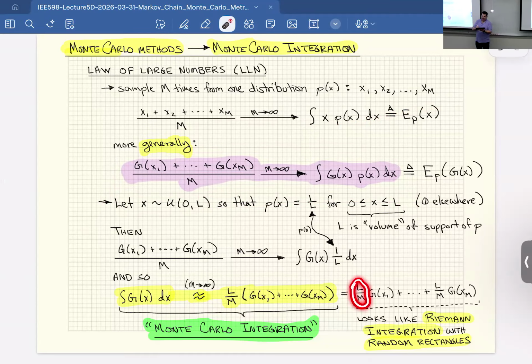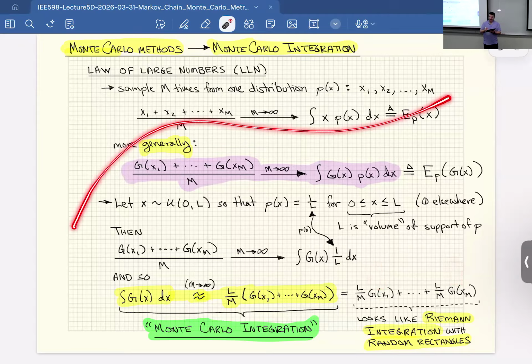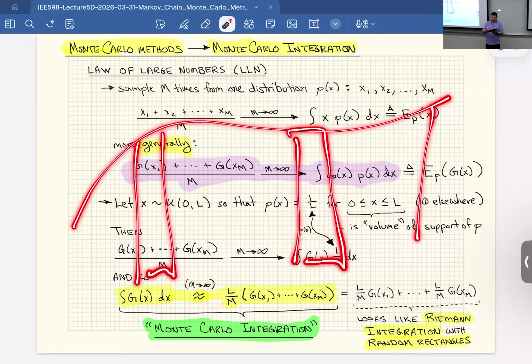L over M, that's like the width of a random rectangle placed underneath the curve. And this is the height of that random rectangle placed underneath the curve. So if I only have a couple of samples, then it's like I'm trying to find the area underneath this curve, and I have this rectangle and this rectangle and this rectangle, and I have a bunch of gap in between them. So of course that's not going to be a great estimate.